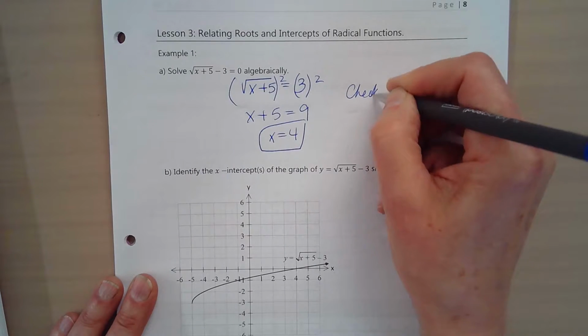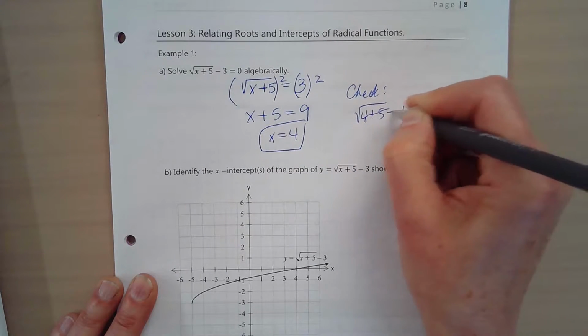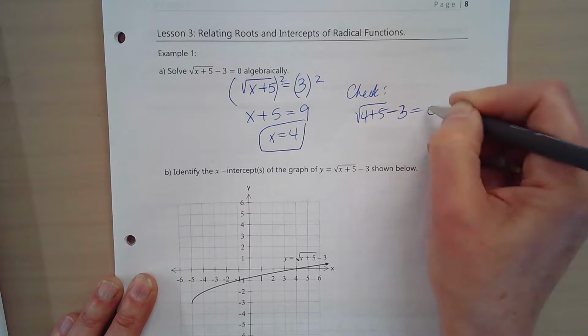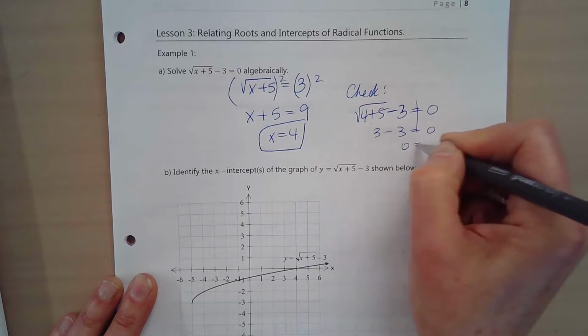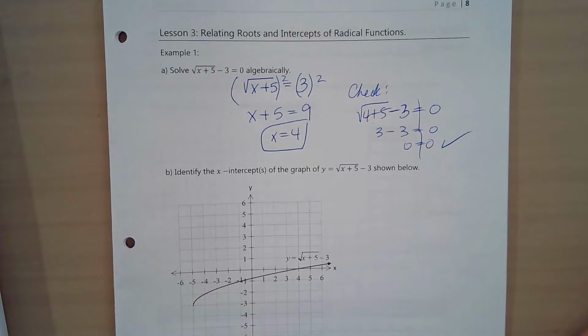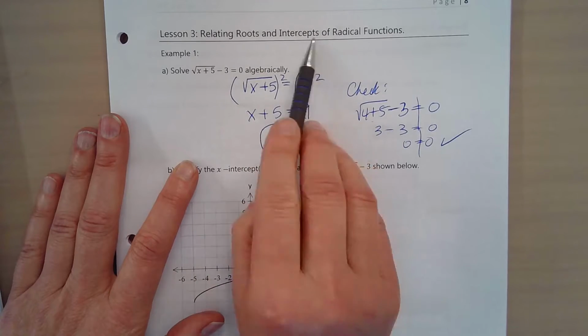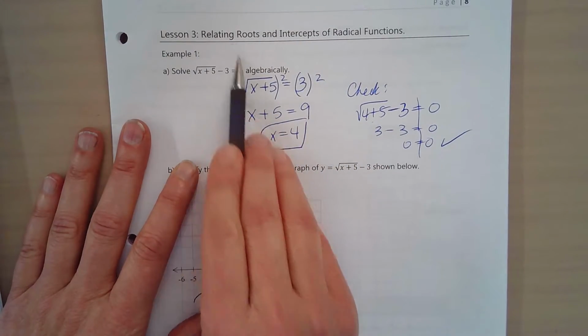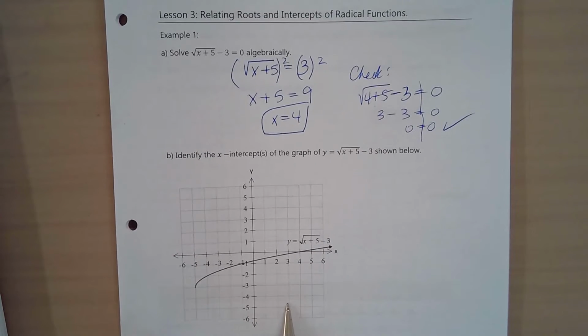Oh, I did that prematurely, didn't I? Because I don't know, I gotta check. Does the root of 4 plus 5 minus 3 equal 0? Yeah. 3 minus 3 equals 0. I got lucky there. Okay. Now, they're just linking, it says relating the roots and intercepts of radical functions. So relating the solutions to the x values of a graph.